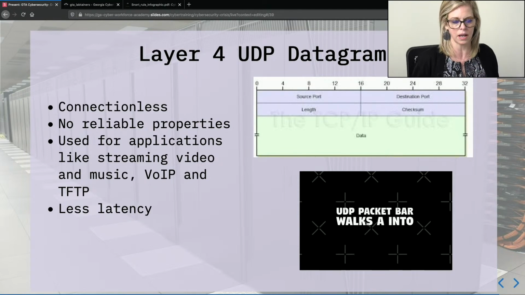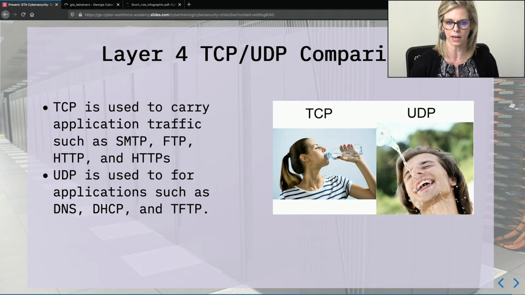So for applications like streaming video, music, trivial file transfer protocol, and voice over IP packets, there's a lot less latency, as you can see with the size of the UDP header, than what we saw with TCP. So does UDP have exploits? Yes, there is UDP flooding, and different things that an attacker can target in UDP packets, which can include the UDP checksum, which most often is an optional configuration as part of a UDP datagram.